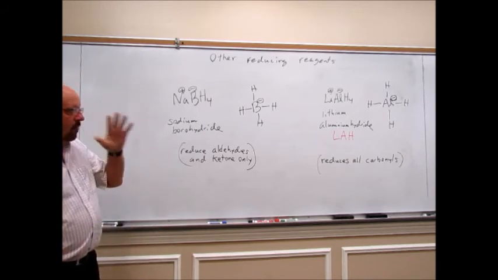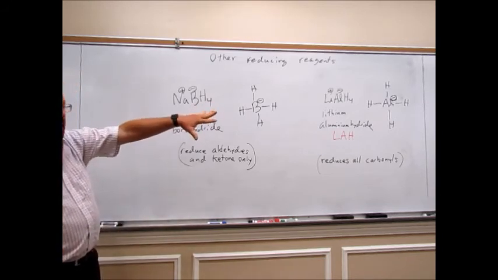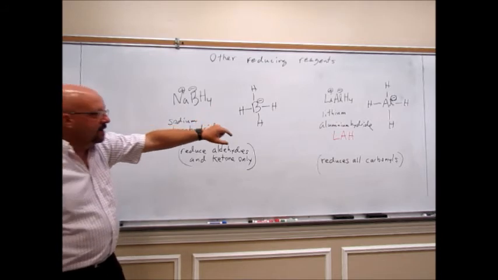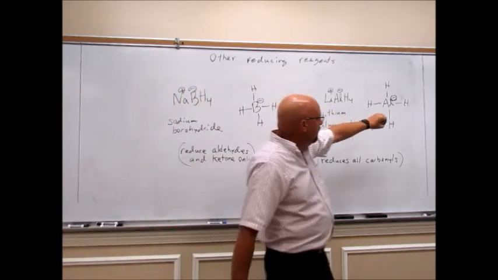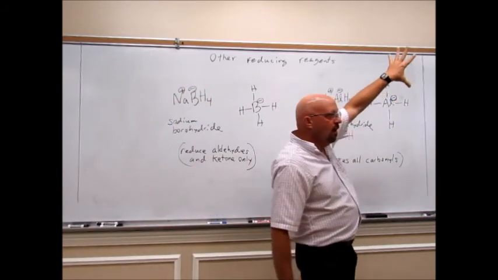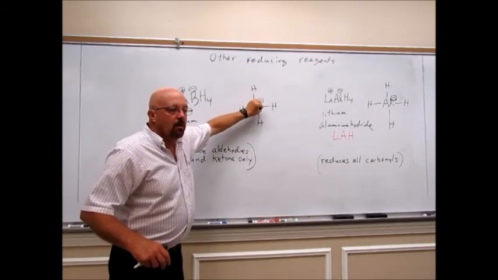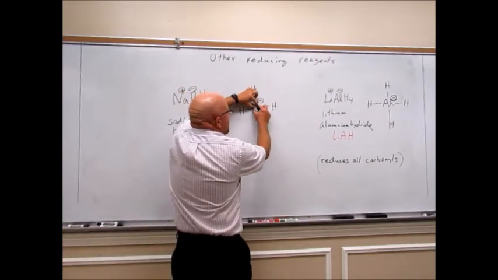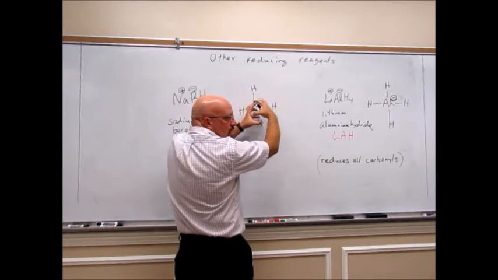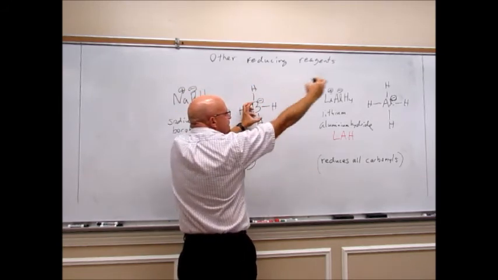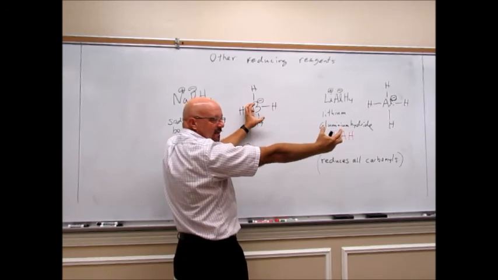Now, the difference between the two, the reason lithium aluminum hydride is more reactive, is the size of our atoms here. The aluminum is a much larger atom. The boron is much smaller. So boron being smaller is holding the electrons closer to the nucleus. It makes the hydride more difficult to leave.